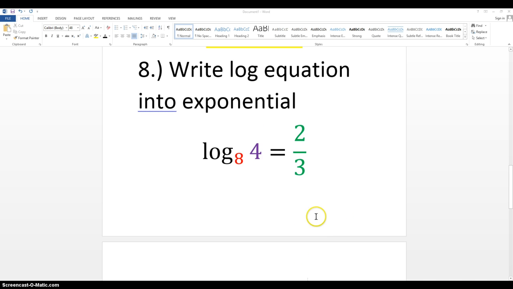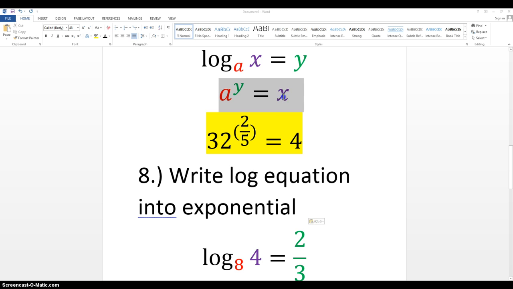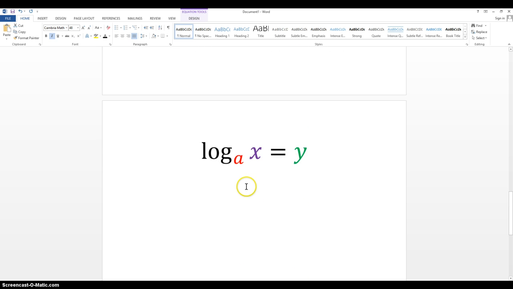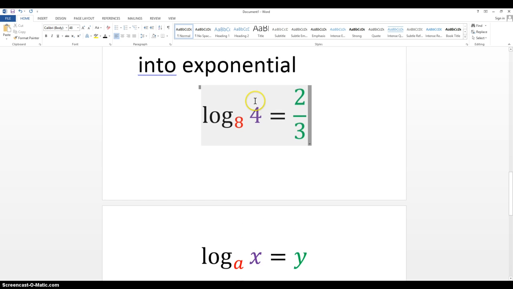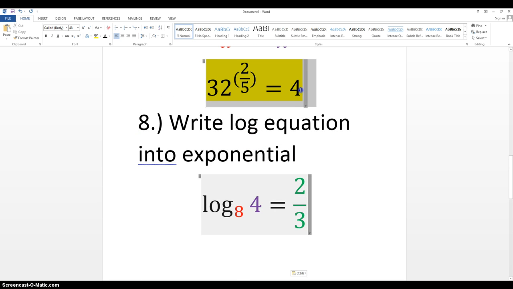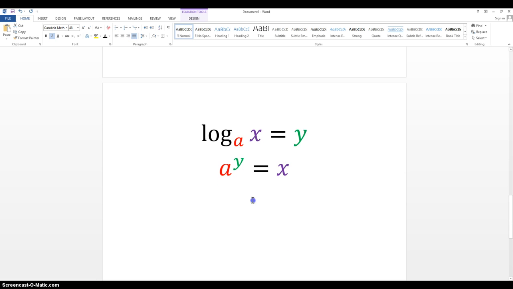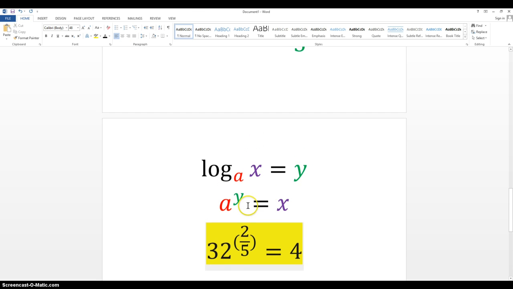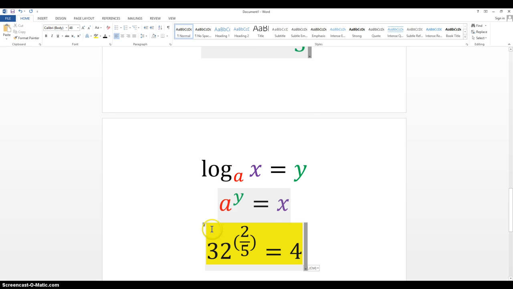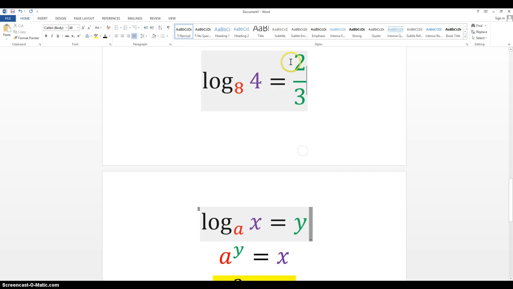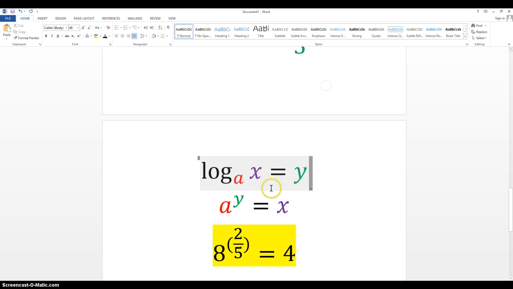Okay, so then we're going to write this into exponential form. I'm going to copy and paste my exponential format, which is a to the y equals x. I'm going to set it up. So now the a matches up with what color or what number? 8, exactly. So we're going to make that 8. The y matches up with the green color, in other words, what fraction? 2/3, good job.